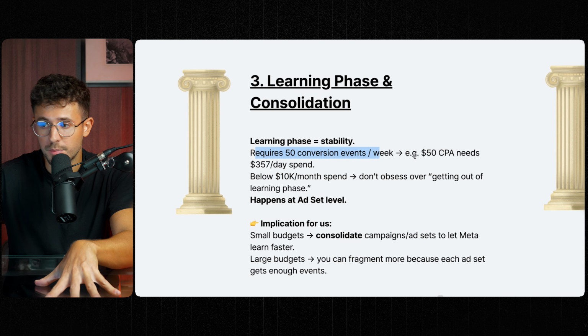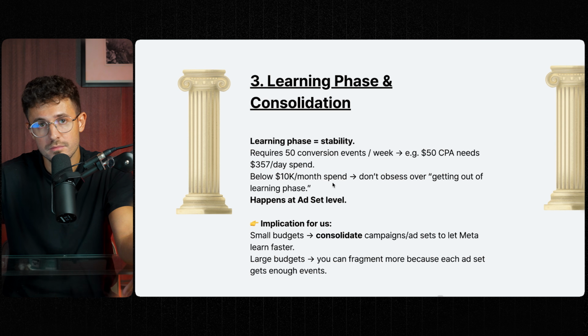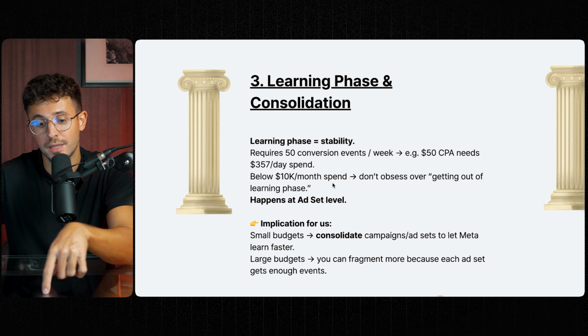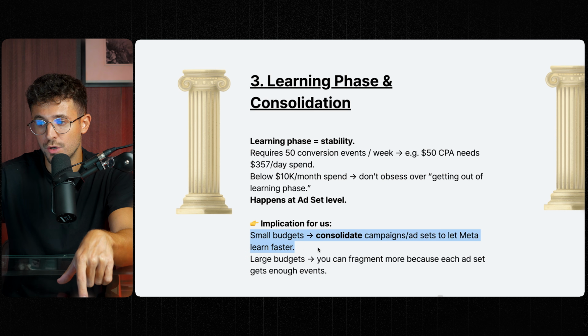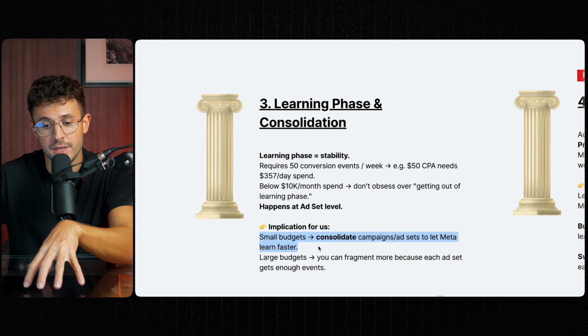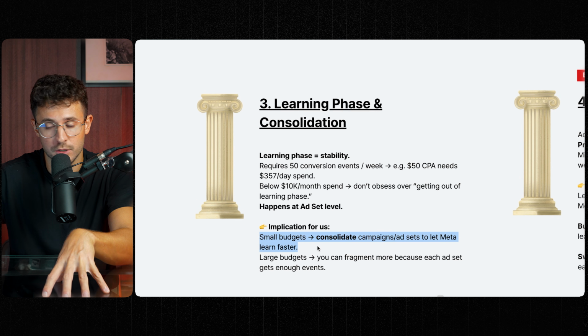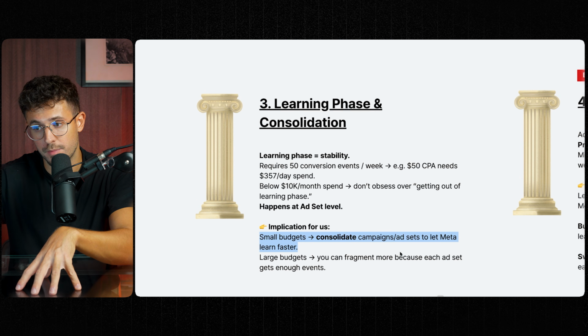So if you have a $50 CPA, you need to spend $357 per day, if the math is correct, to exit the learning phase. But now the problem is that if you're spending below $10K a month, it's going to be difficult for you, right? Unless you consolidate more. That's why for small budgets, you need to consolidate campaigns and ad sets as much as possible compared to when you have a larger budget.